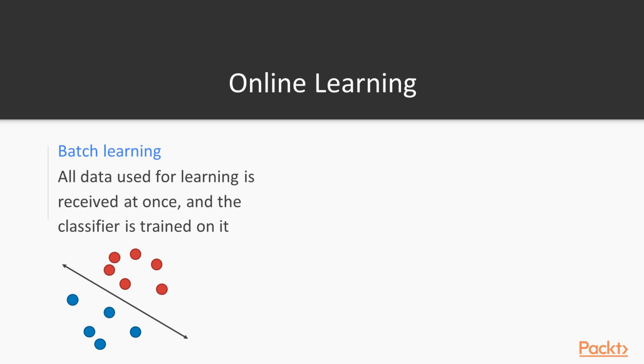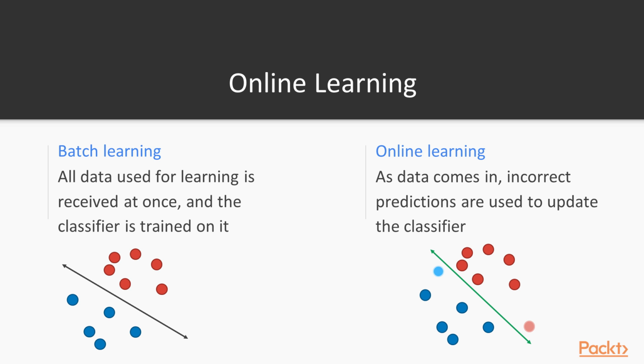Batch learning uses all available data for training at once. The classifier fits data the best it can. All algorithms we have seen used batch learning, and online algorithms do support it as well and often start out being trained by batch learning. But online algorithms can also update themselves as new data comes in. If an incorrect prediction is made, the algorithm uses the error to change the classifier.